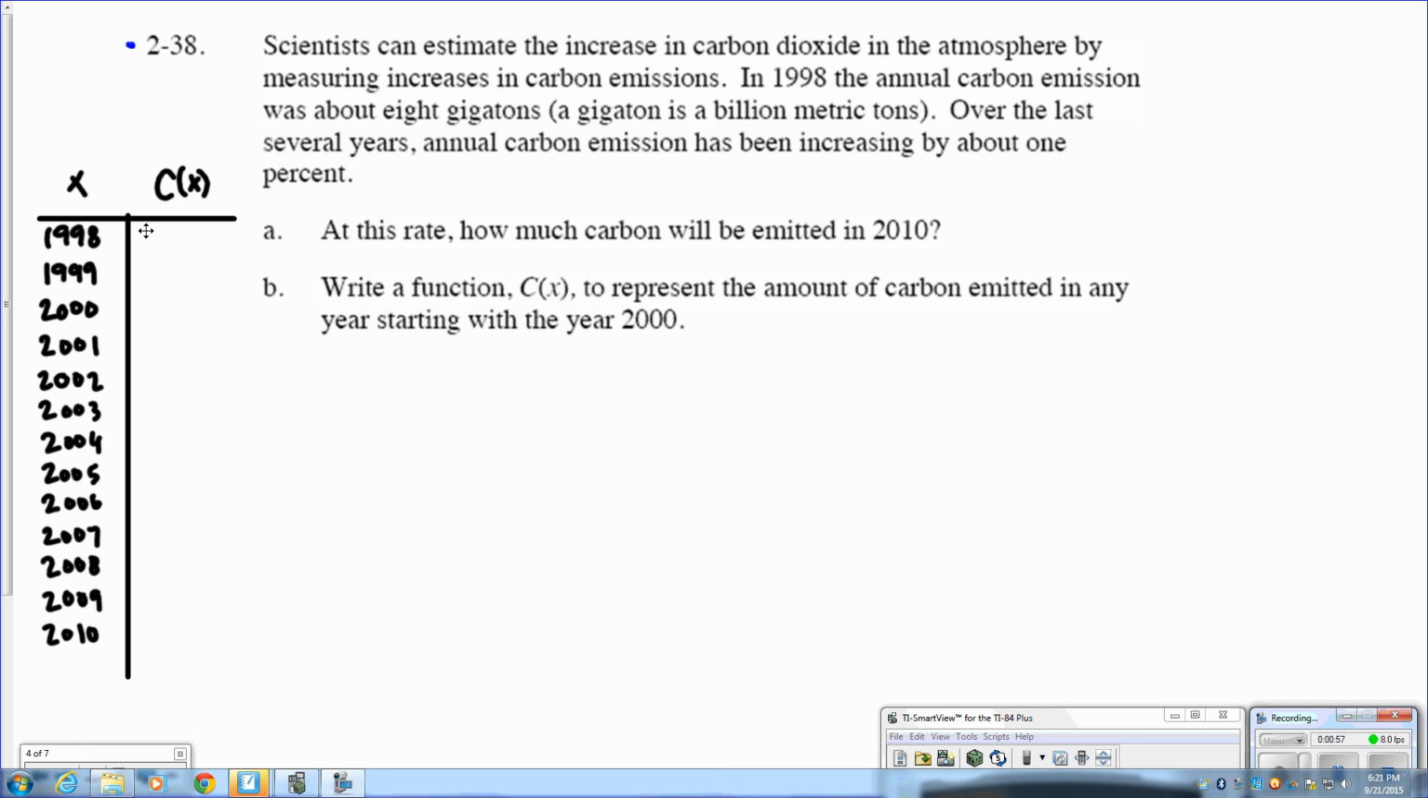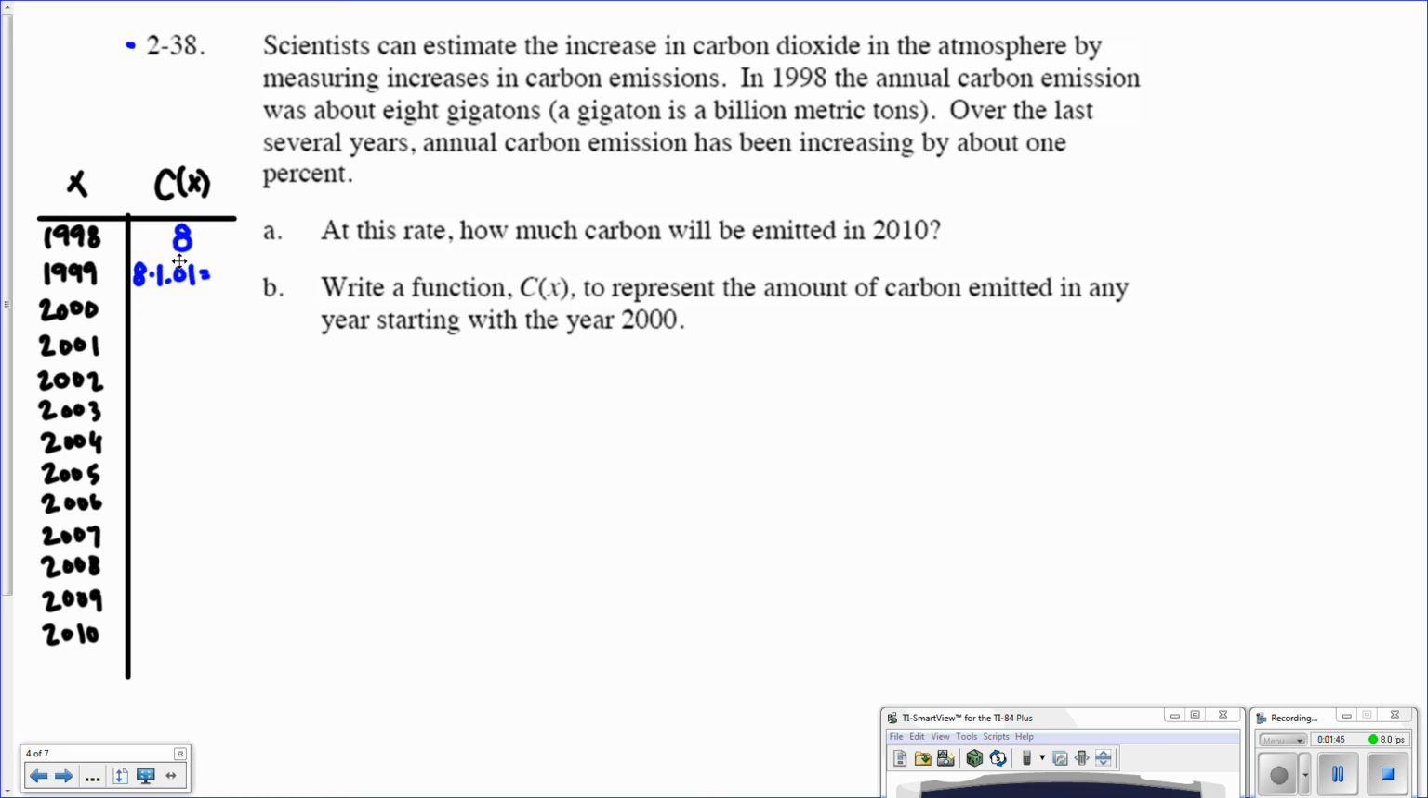This means that in 1998, this was our year here, we ended up with 8 gigatons of carbon emission. They said that number increased by 1% from 98 to 99, so each year. So in order to get how much we would have had in 1999, we need to multiply our 8 times 101% in order to make it increase. So we're going to say 8 times 1.01, or you could find 1% of 8 and then just add it to it.